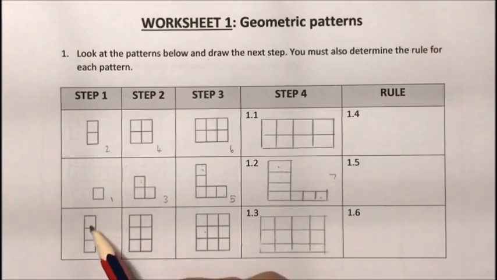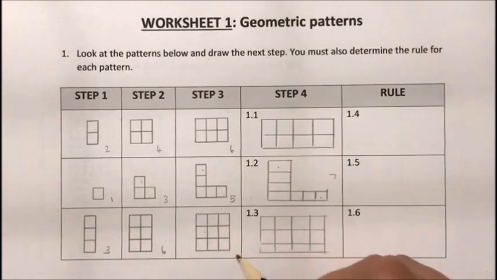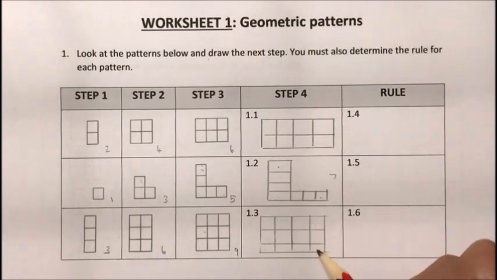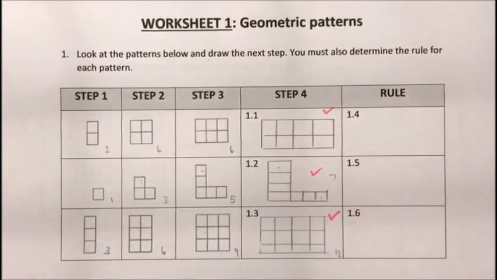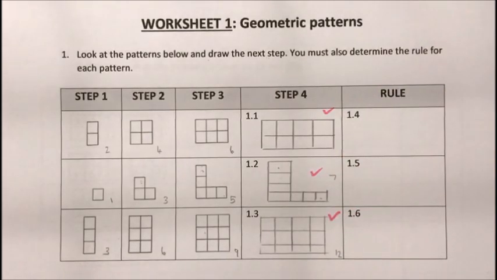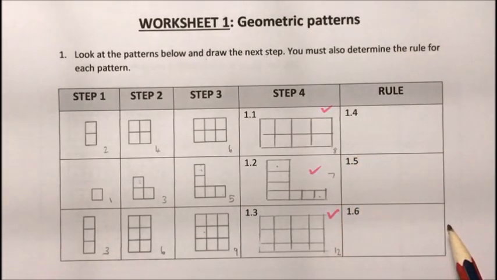And then for the last one, you have 3, then you have 6, then you have 9. So you add 3 every time. I add my 3 and I get 12. 3, 6, 9, 12. 1 mark for each of your sketches. Just make sure you have the correct amount of blocks. Now we have to work out the rule.